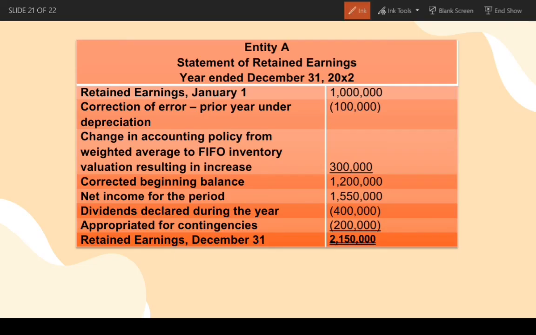So, this is an example of retained earnings. Retained earnings January 1, 1 million, less correction of error prior year under depreciation, change in accounting policy from weighted average to FIFO inventory valuation resulting in increase, so plus 300,000, is equals to the corrected beginning balance of 1.2 million, plus net income for the period, less dividends declared during the year, less appropriated for contingencies, is equals to retained earnings December 31.